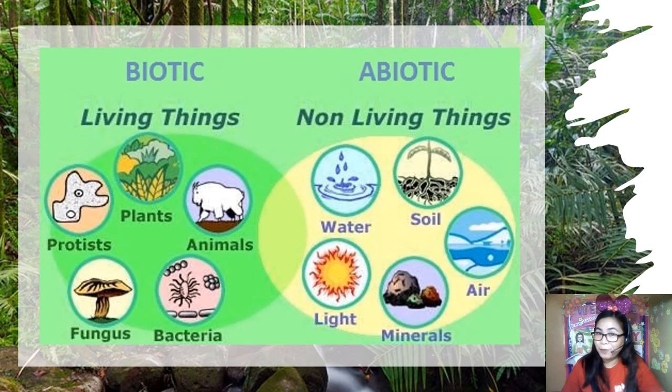The living components of an ecosystem are called the biotic factors, while the non-living components are called the abiotic factors. Examples of biotic factors are plants, animals, bacteria, fungus, and protists. While examples of abiotic or non-living things are water, soil, air, minerals, and light.